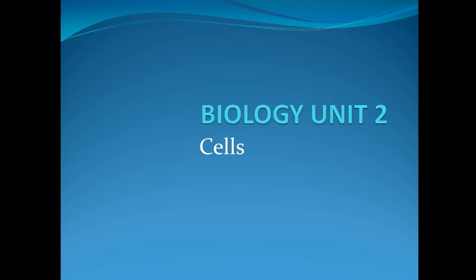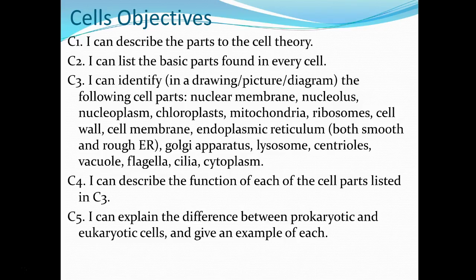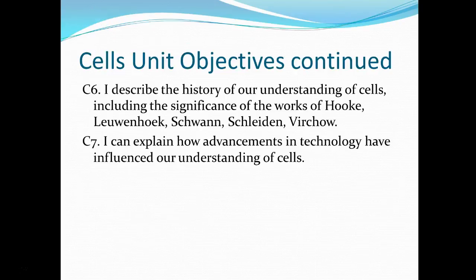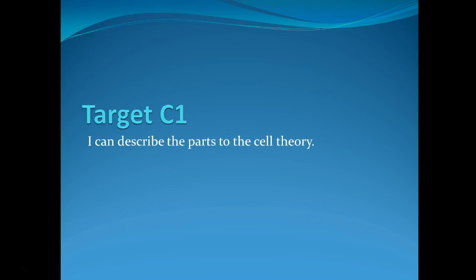We're going to go through the first two targets, which are pretty quick, and then there'll be a separate video for the third and fourth target and the last two targets. So here's all the objectives for this unit. In this video, we're going to go through targets 1 and 2. It says you should be able to describe the parts of something called the cell theory, and then list the basic parts or structures that are found in every cell. So we'll start with the first one, describing the parts to the cell theory.